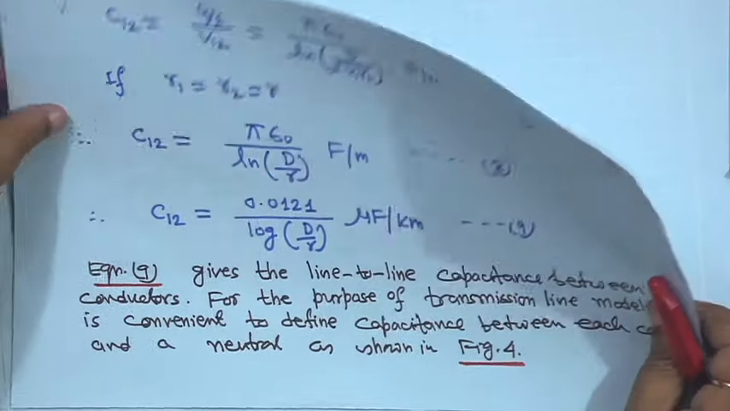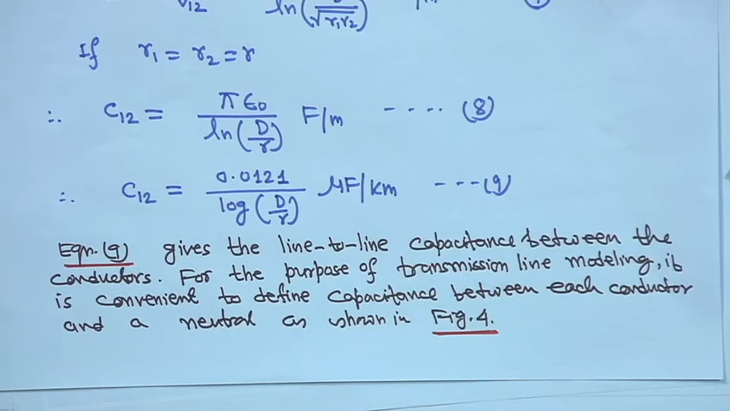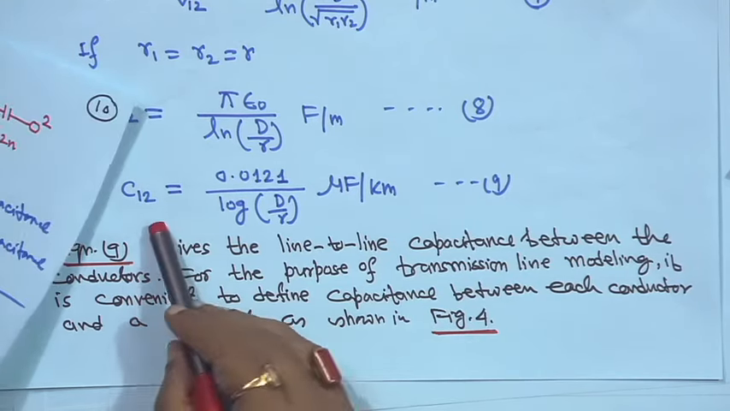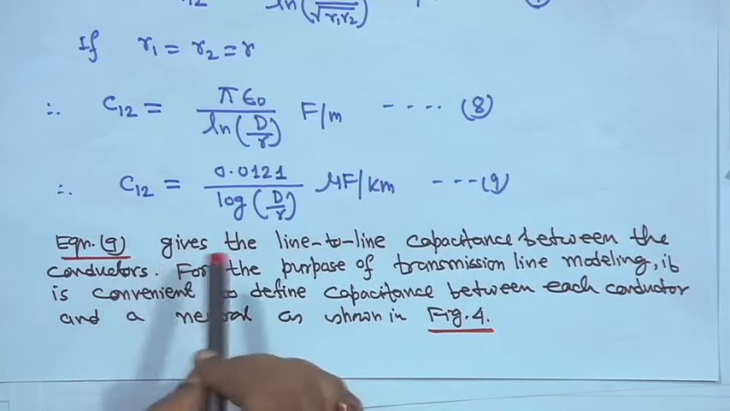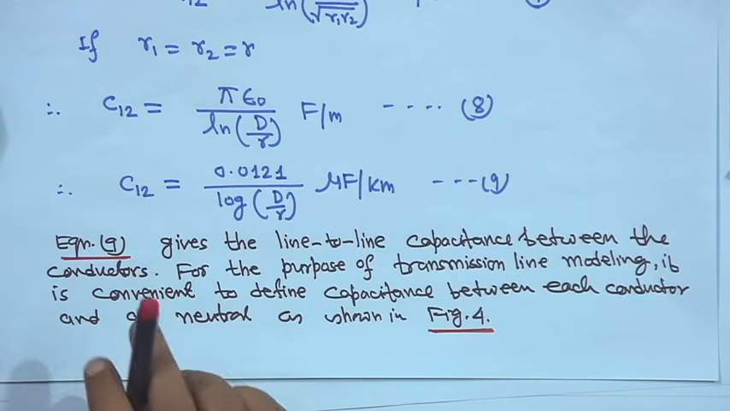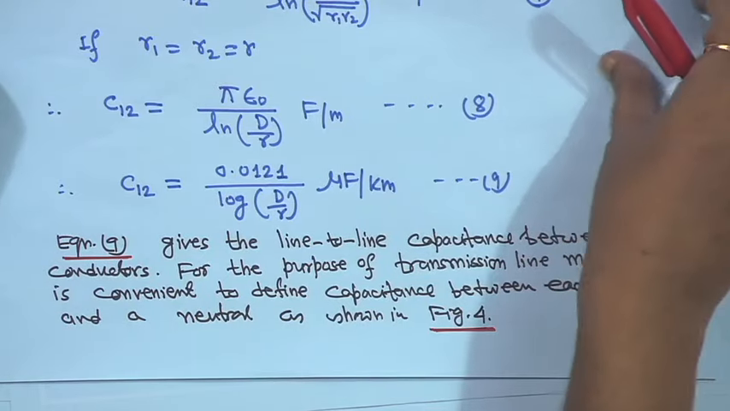So, this is the capacitance. Equation 9 gives the line to line capacitance between the conductors. But for the purpose of transmission line modeling, it is convenient to define the capacitance between each conductor and a neutral, as shown in figure 4. This is line to line capacitance, but if you have a neutral between line 1 and 2, then you have to find the capacitance from each conductor to neutral, that is C1n and C2n.